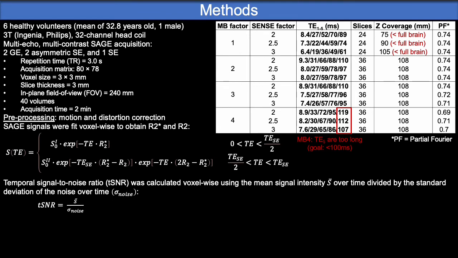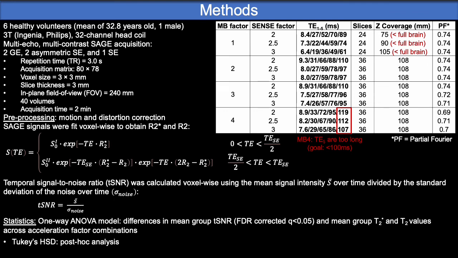Temporal signal-to-noise ratio was calculated using the equation below, and statistics included a one-way ANOVA model to test the differences in mean group TSNR and mean group T2* and T2 values across acceleration factor combinations. Tukey's HSD was used for post-hoc analysis.